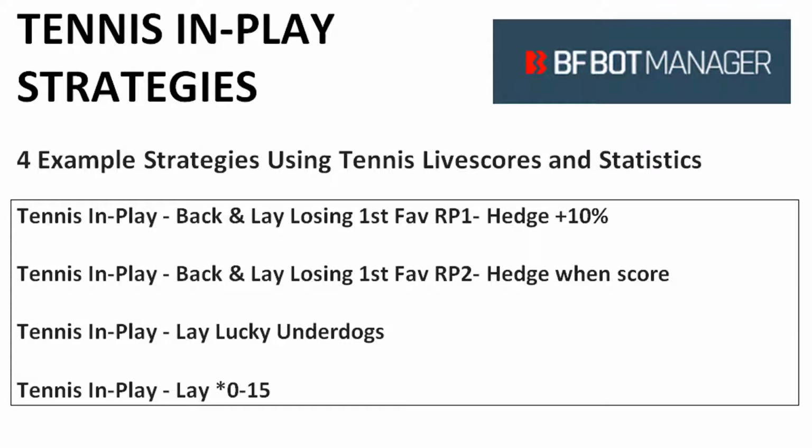Tennis in play, back and lay losing first favourite, runner position 1, hedge plus 10%. Tennis in play, back and lay losing first favourite, runner position 2, hedge when score. Tennis in play, lay lucky underdogs, and tennis in play, lay love 15. First, let's make a strategy that backs the favourite when they are in a losing position and then try to hedge for profit if the favourite recovers.